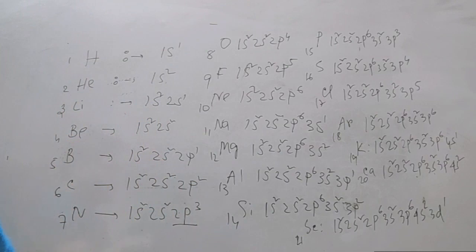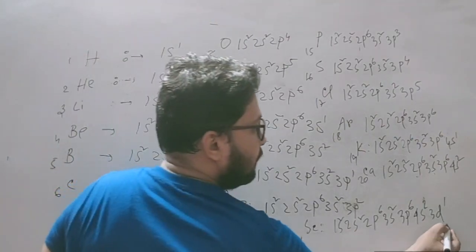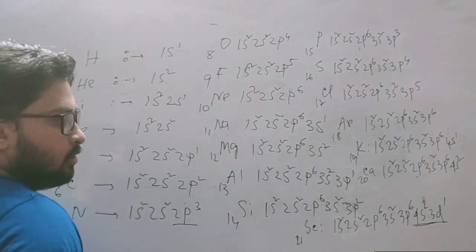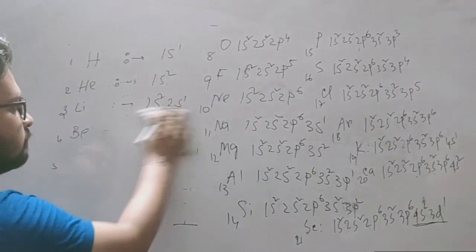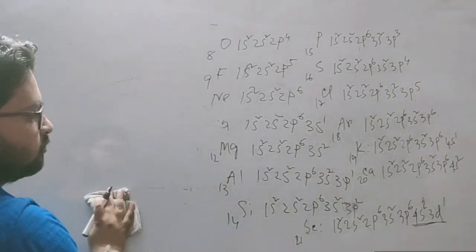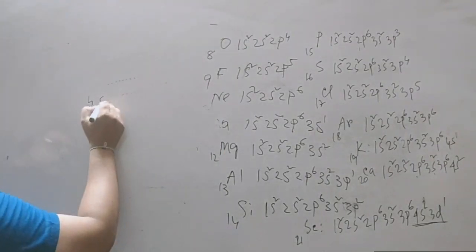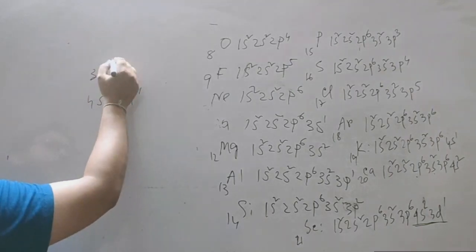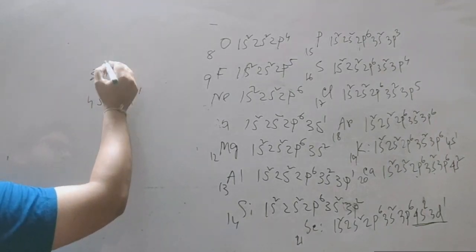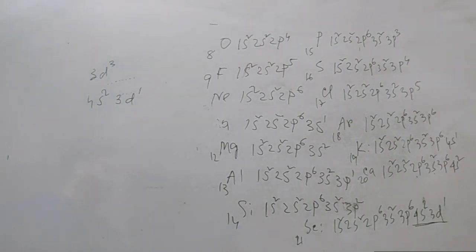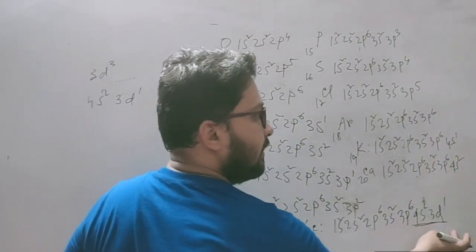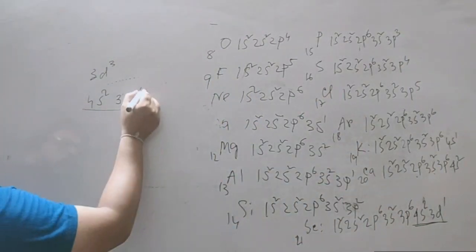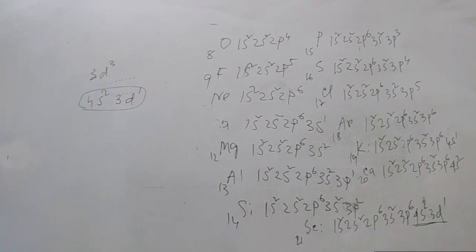Okay, but you have to learn something about this electronic configuration. Let's see, 4s2, 3d1. Why not 3s2, 3p6, 3d1, 2, 3, and then 4s? Why is the correct electronic configuration 4s2 and then 3d1?